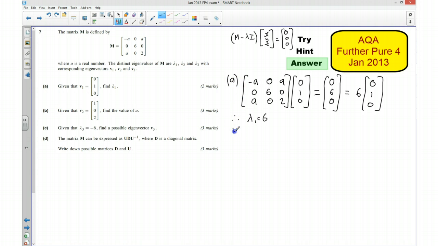Right, part B, and we're going to do a similar thing again, and this time we're going to multiply it by this vector here, so now I'm going to multiply this by 1, 0, 2. That's going to be equal to negative A plus 2A, so that's going to be A, and that's 0, 0, 0.